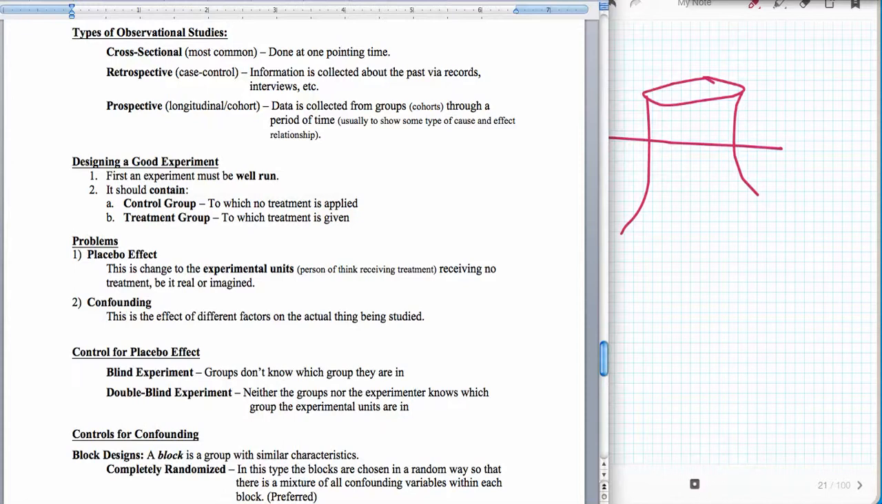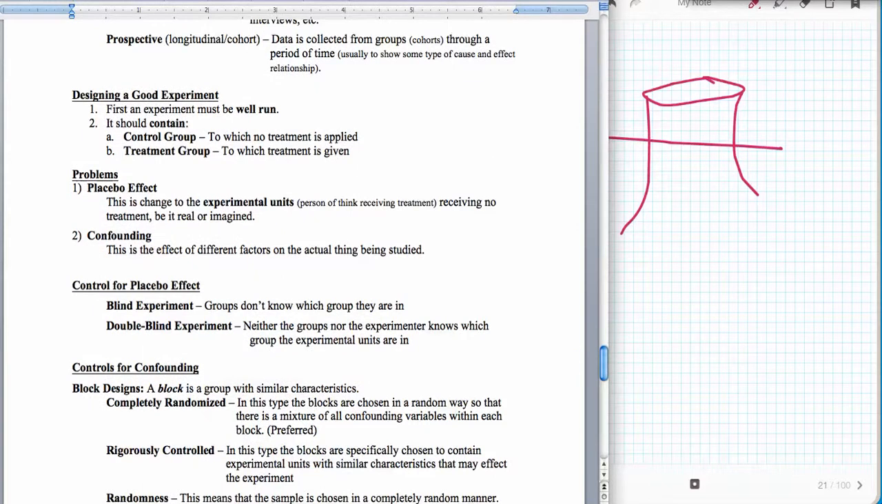Now, the controls that we have for placebo effect is just as I mentioned above. We can have blind and double-blind experiments. And in blind experiments, the groups don't know. So we assign some people to a placebo group and some people to a treatment group. And the people within the groups themselves don't actually know, am I receiving real medicine or am I receiving just a placebo?